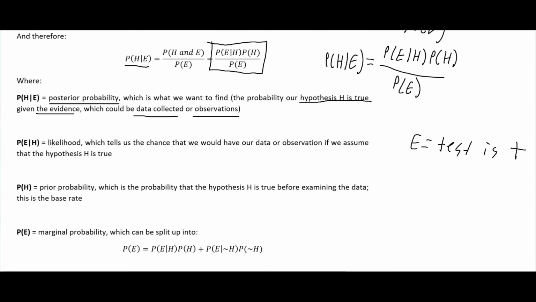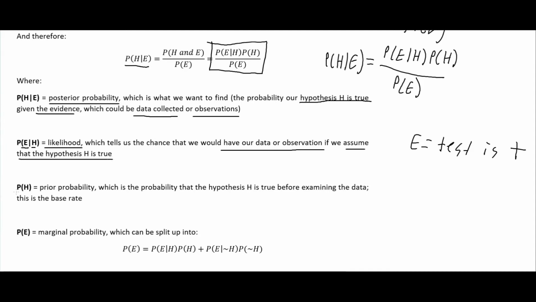Then we have the probability of evidence given hypothesis, and this is called the likelihood. It tells us the chance that we would observe our data or observation if we assume that the hypothesis H is true. That is telling us the probability of seeing a positive test, given that somebody has the actual disease.